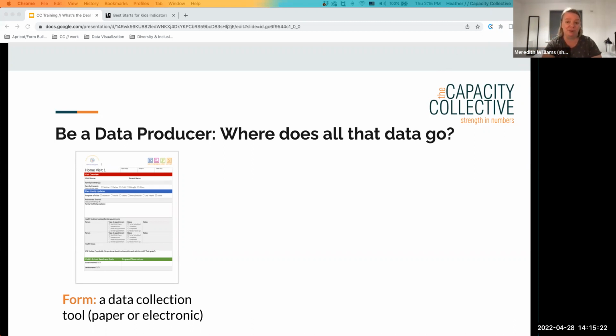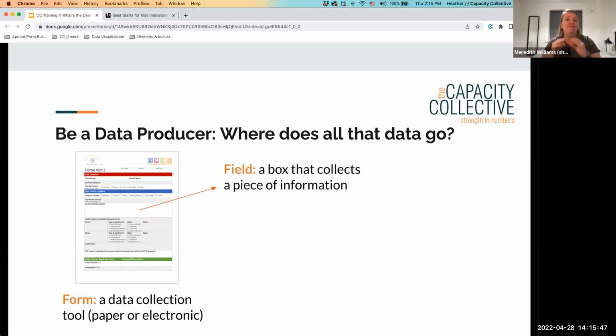It helps to know a few more data words to talk about this. So starting here at the left, this is a form. Your program probably uses a bunch of forms. They can be paper forms, electronic forms. Those are your data collection tools. So sometimes it looks like an intake form, sometimes it's a home visiting form, a survey, something like that. All right, this form is made up of fields. And so this is also language if you are working in a database, like if you've been working on getting into Apricot with our team, you've probably heard us talk about fields, right? Forms and fields. The fields are those spaces, those boxes that collect that piece of information. So last name, a date of birth, a phone number, something like that. Those are your fields. Those are those boxes.